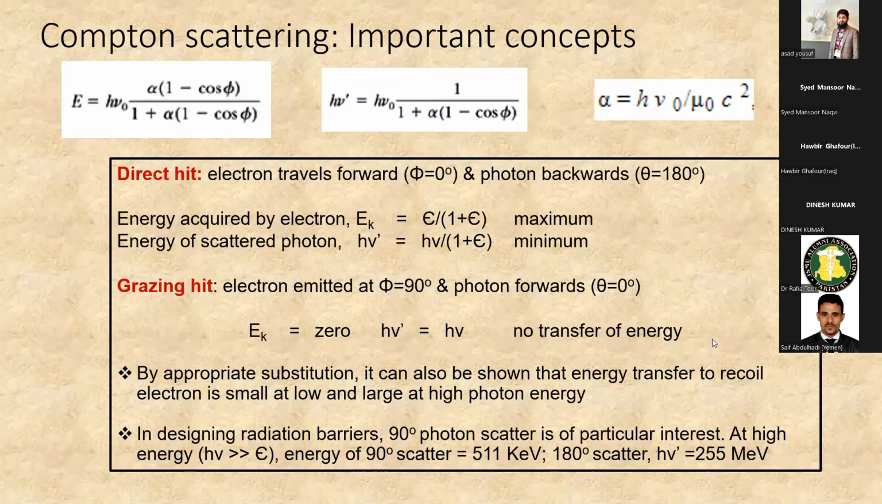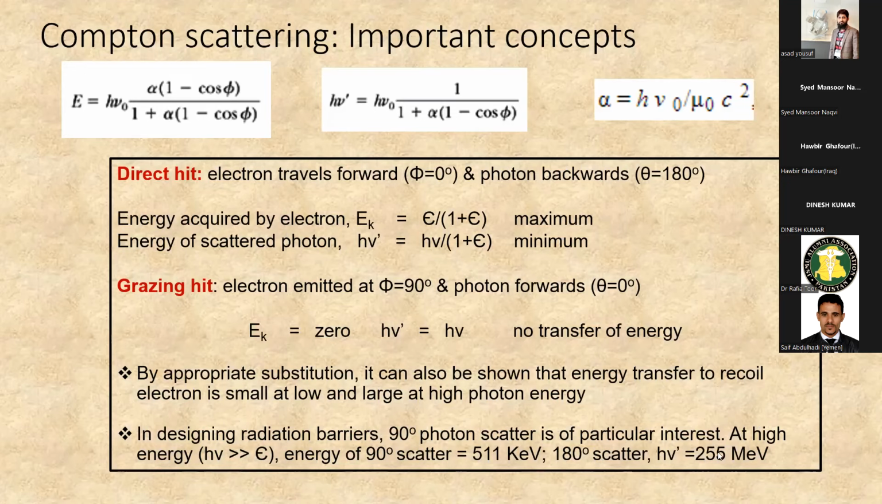By appropriate substitution, it can also be shown that the energy transferred to the recoil electron is small at low photon energy and large at high photon energy. In designing a radiation barrier, 90-degree photon scatter is of particular interest. At high energy, the photon energy is greater than the energy of the 90-degree scatter. So the energy is around 511 keV, that is 0.511 MeV, at 180-degree scatter.